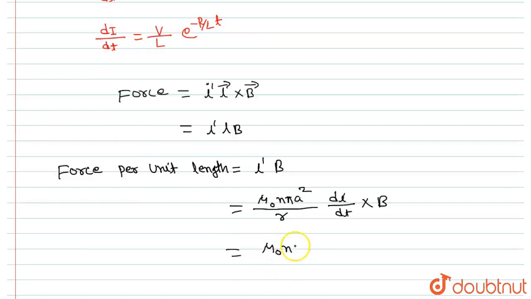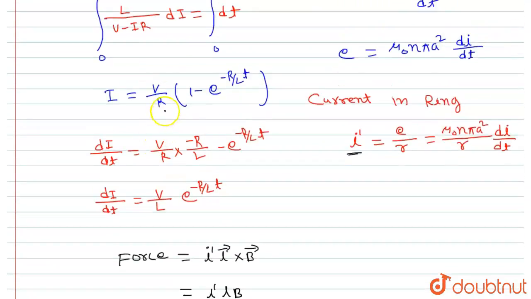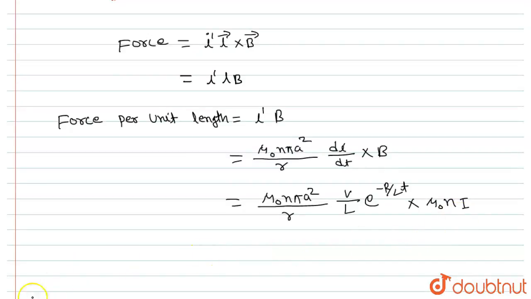So from here we can write mu naught N pi into A square divided by R, and di by dt is V by L e to the power minus R by L into T, into B. We have to multiply by B, and B is equal to mu naught n I. So I value we have to take, and I is equal to V by R into 1 minus e to the power minus R by L into T. So we can substitute this I value.